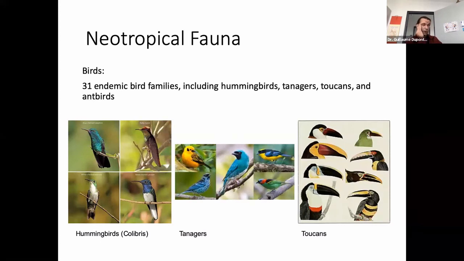If you look at fauna, we have several bird families, in fact over 30, which are only occurring in the neotropics. And some of them, which you should remember if you talk about America, are, for instance, the hummingbirds, the colibris. Then there are the tanagers and the toucans. Can anyone tell me what potential analogs are for the hummingbirds or colibris or the toucans in what we call the paleotropics, so Africa or Southeast Asia?